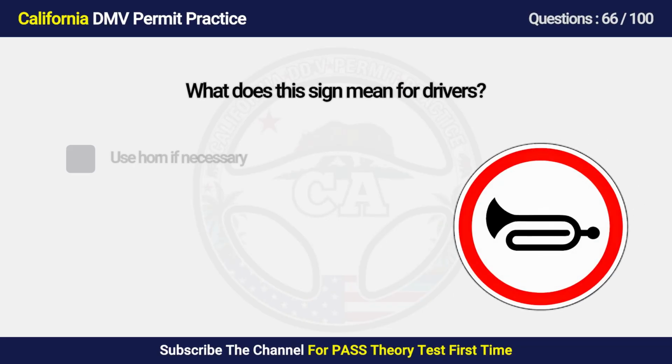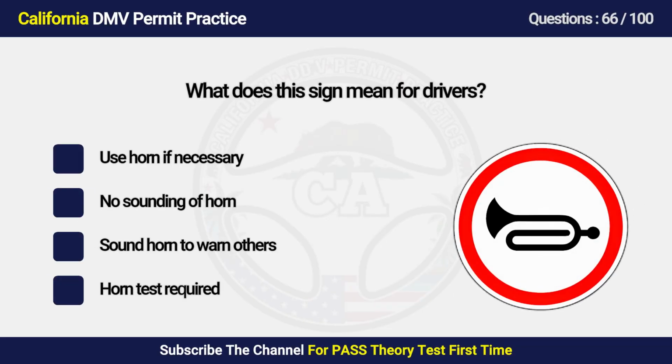Question 66. What does this sign mean for drivers? A. Use horn if necessary. B. No sounding of horn. C. Sound horn to warn others. D. Horn test required.